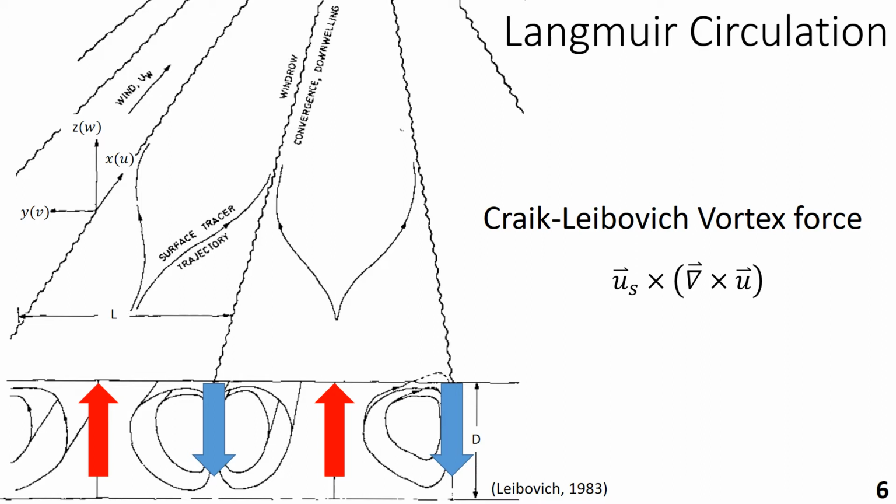Now, in this very simple diagram that looks very pretty, the counter-rotating vortices, or Langmuir cells, are perfectly symmetrical. But in reality, they're actually highly variable, both spatially and temporally. And that's why it's referred to as Langmuir turbulence as opposed to just Langmuir circulation.